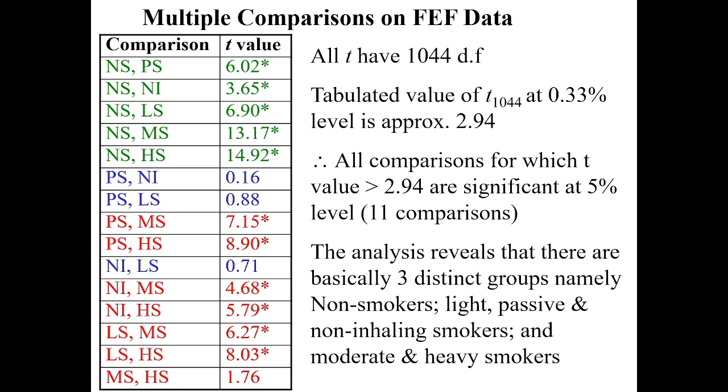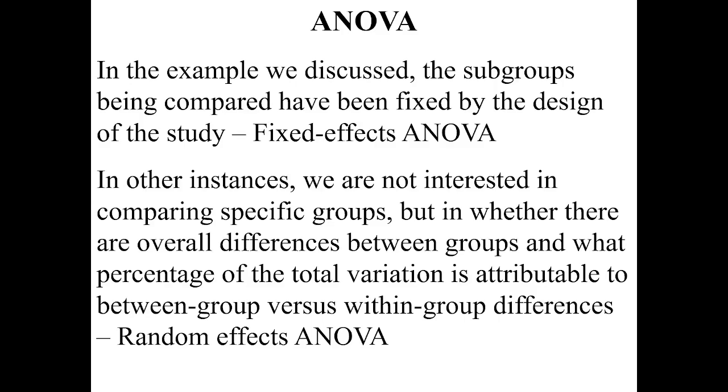So the 6 groups are really categorized from the group-wise comparison of all possible 15 pairs. We can say that non-smokers are a distinct group, different from any smoking group, number one. Light, whether it's light smoking, passive smoking or non-inhaling smoking, all are the same, with no difference. And moderate and heavy smokers stand separate. So that's how our analysis, followed by multiple comparisons, has helped us.